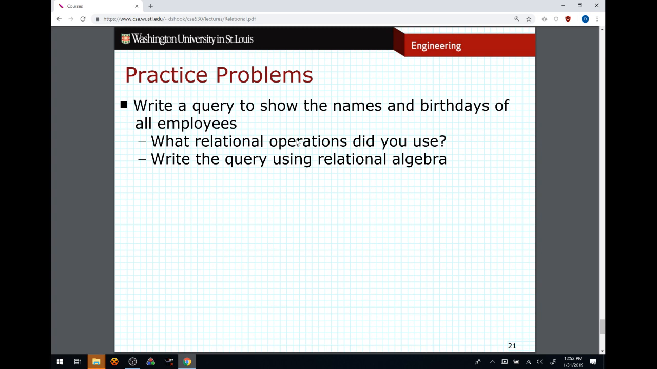All right, you know what? This one is actually so straightforward. I'm not sure we even need 5 minutes to work on it. What's the query going to look like? Select first name, last name, and birth date from employees.